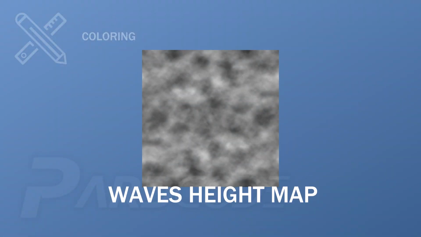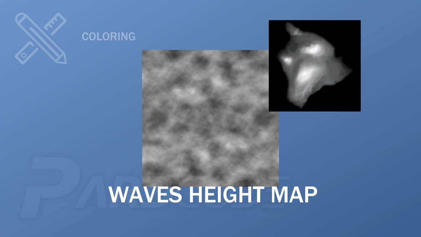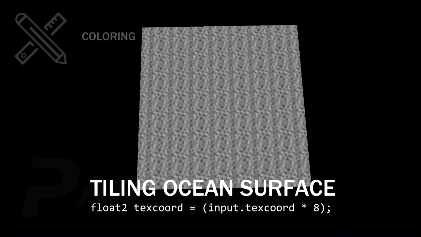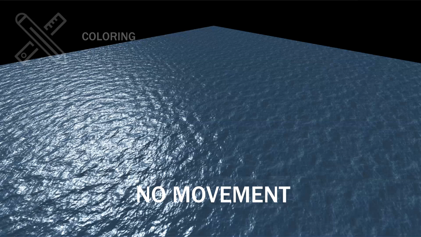As first thing, we should use a waves height map, that unlike the terrain height map, it contains the height values of a series of waves. Then, we have to tile the entire ocean mesh with the same waves height map multiple times, like in these images. And here is the final result. Unfortunately, this is not enough, for the waves should change in some way.